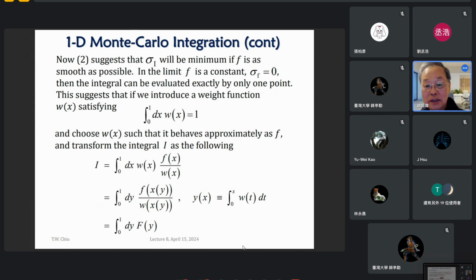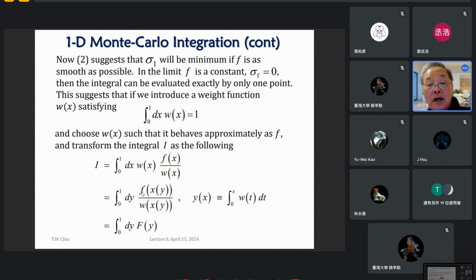So when x equals 0, y is 0. When x equals 1, y is 1. So this is the upper limit. Since this is 1, from 0 to 1 is 1. So at x equal to 1, y is also equal to 1. So the upper limit and lower limit are the same. Both are from 0 to 1.